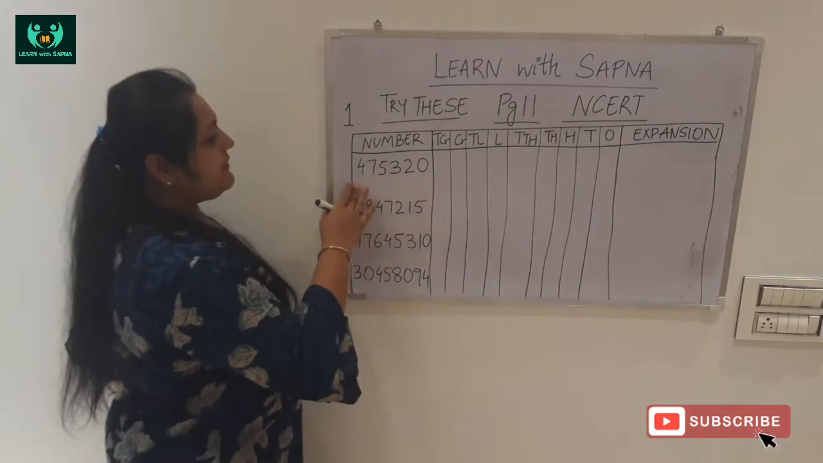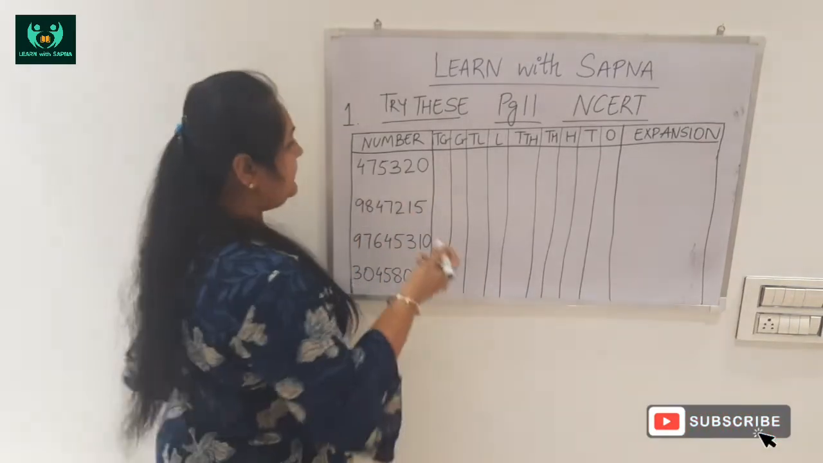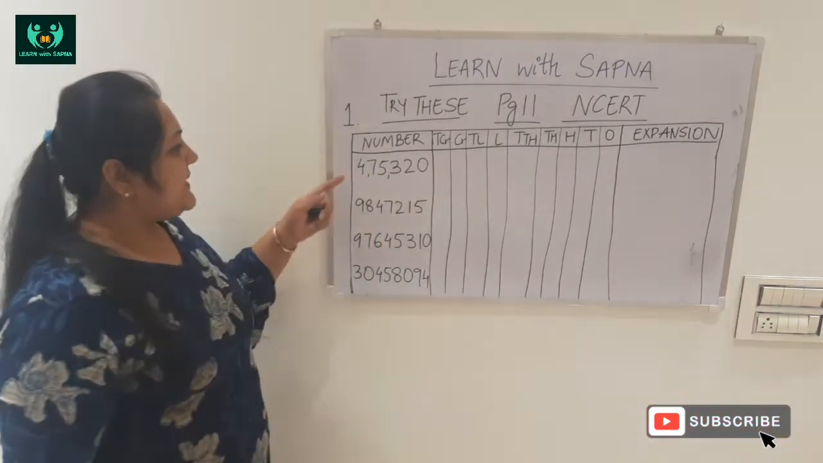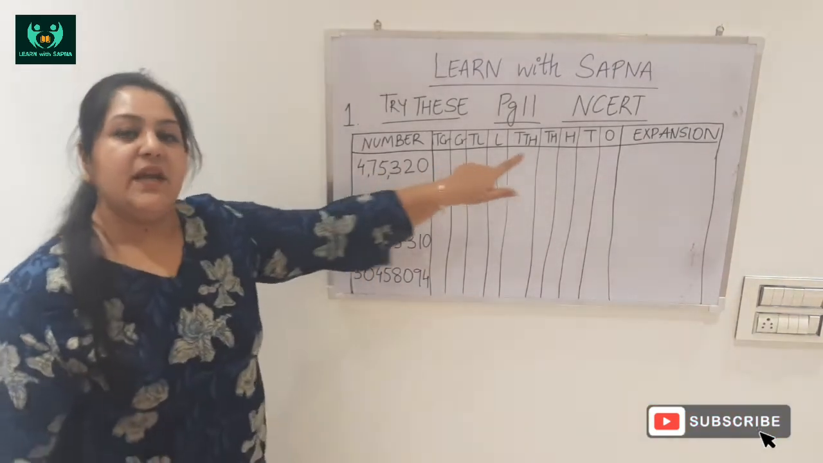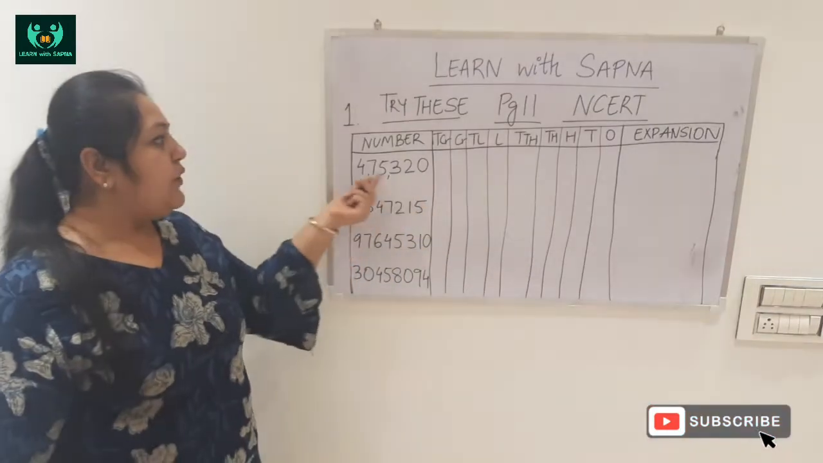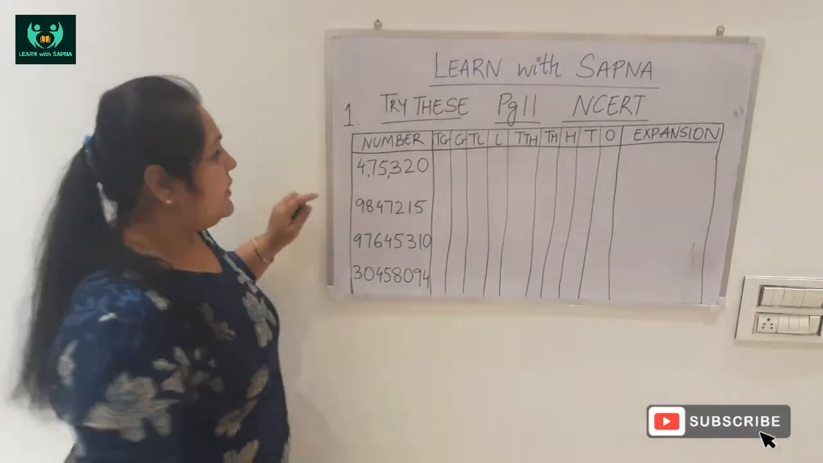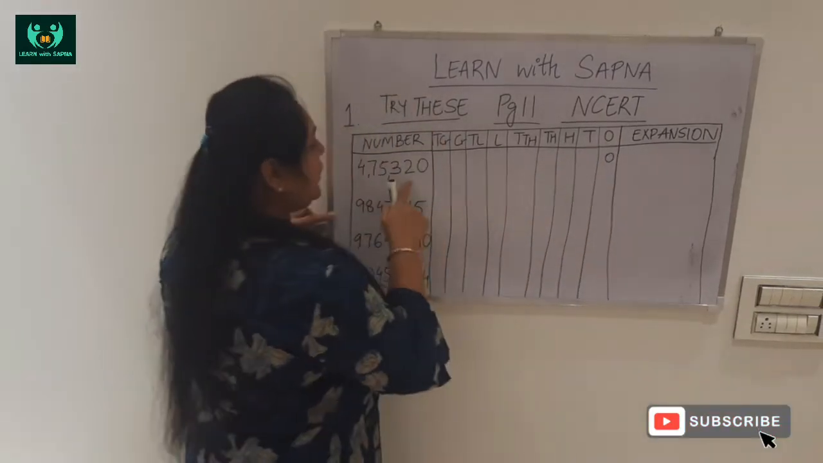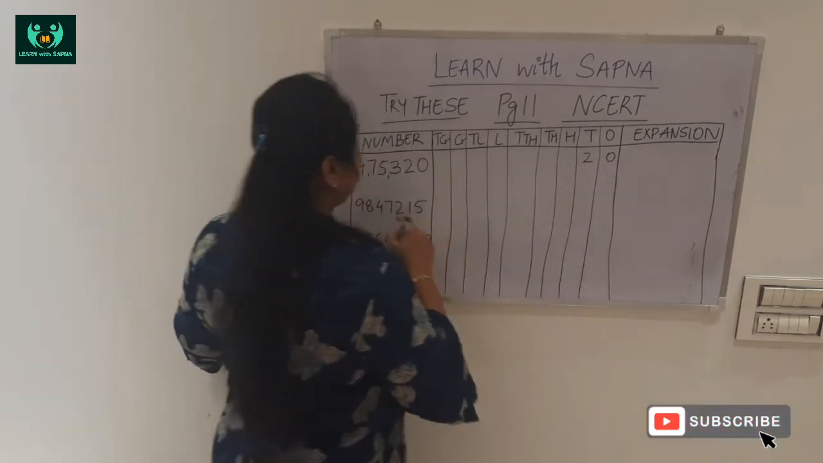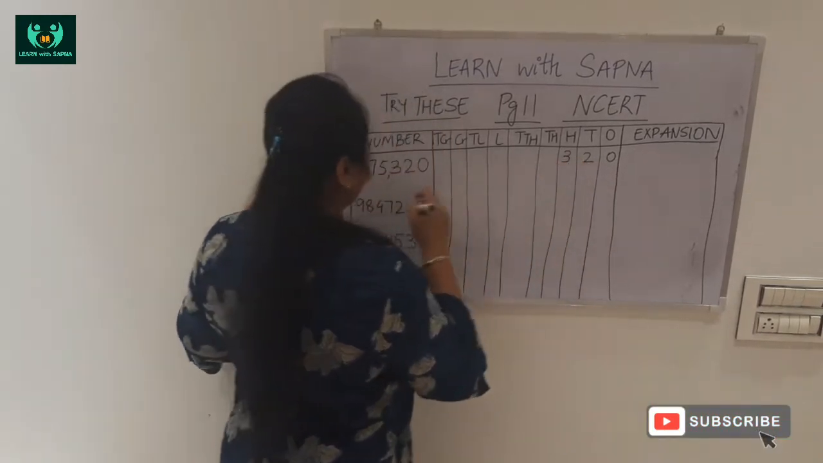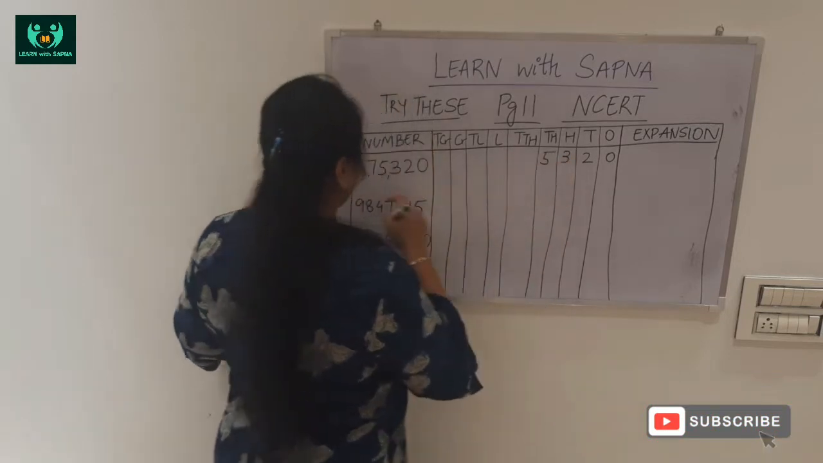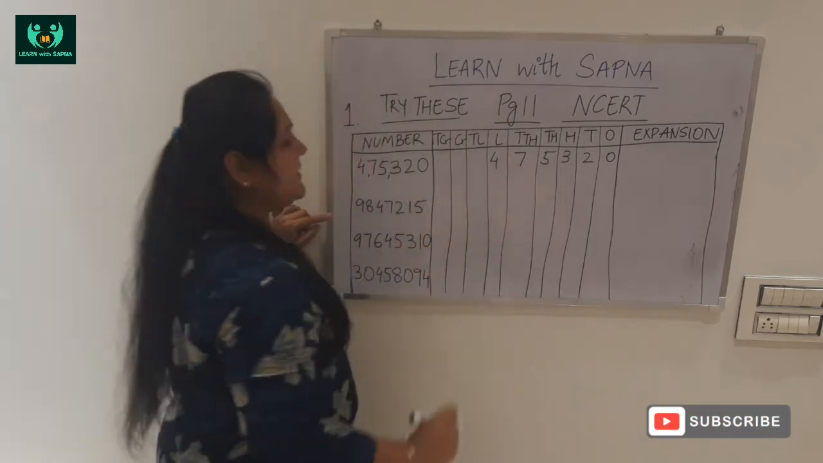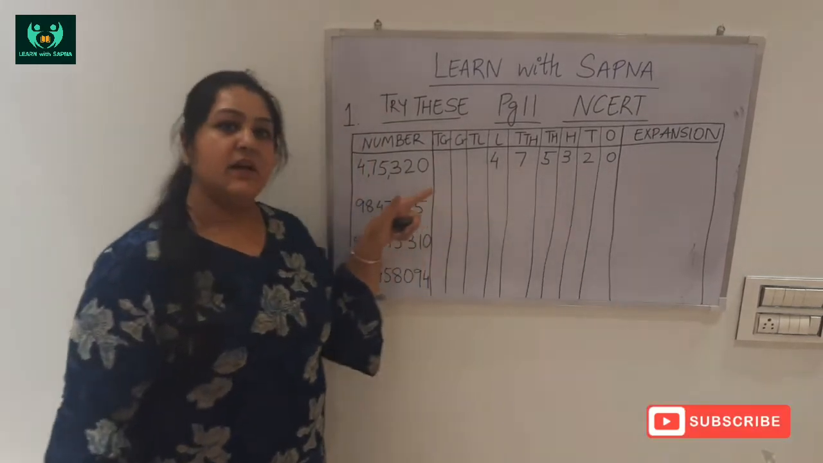So if this number is given to us, first we'll put commas: ones, tens, hundred, comma, thousand, 10,000, comma. So from the right hand side we'll start placing the place values so that we know up till where we have to go. 0 ones come here, then 2 comes at the tens place, 3 at the hundreds, 5 at the thousand, 7 at the 10,000 and 4 at the lakh place. So this is how it is placed.